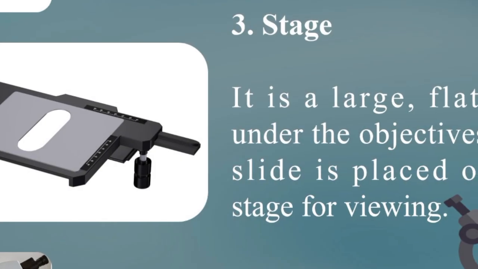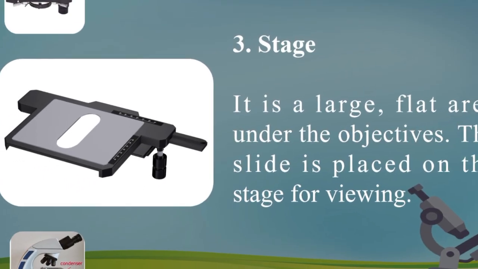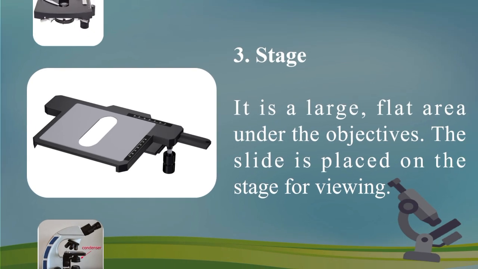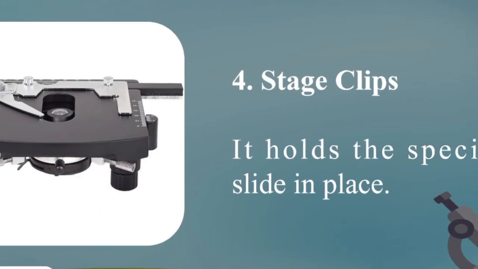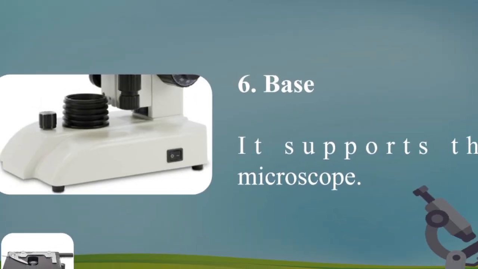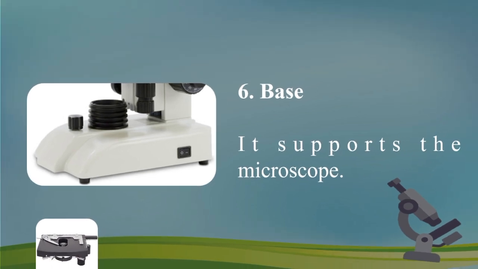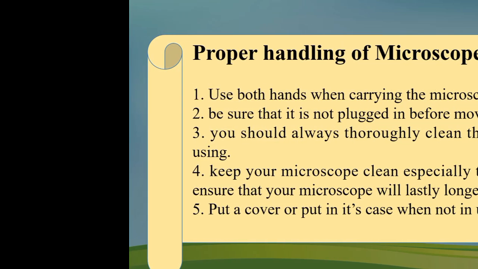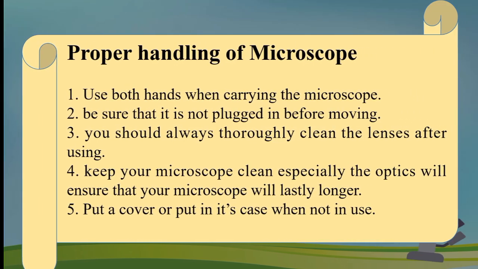The next part is the stage. It is a large, flat area under the objectives. The slide is placed on the stage for viewing. A slide is where the specimen is placed for observation. Next are the stage clips. They hold the specimen slide in place. And the last part of our microscope is the base. It supports the microscope.